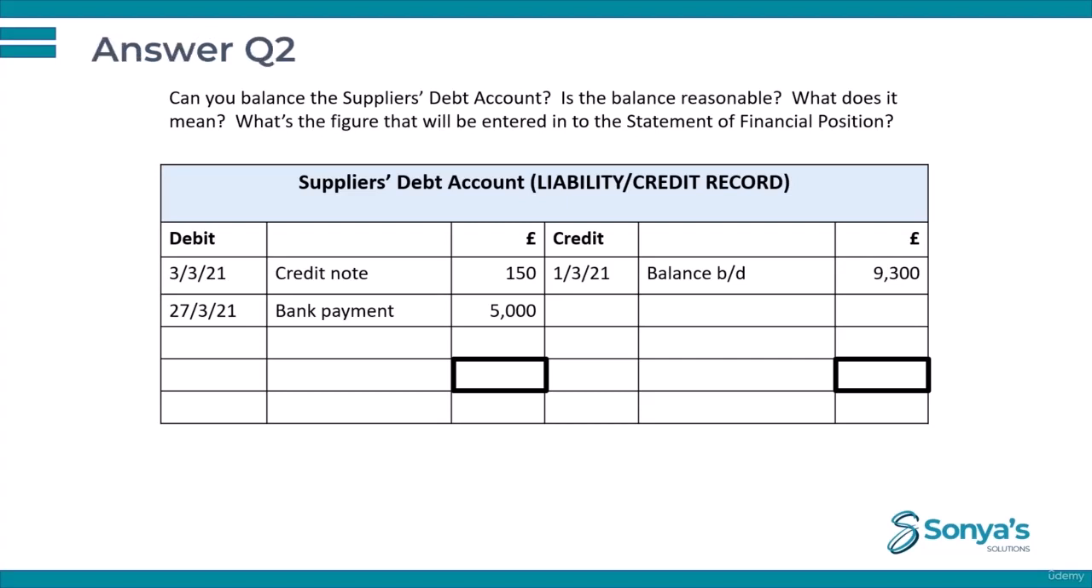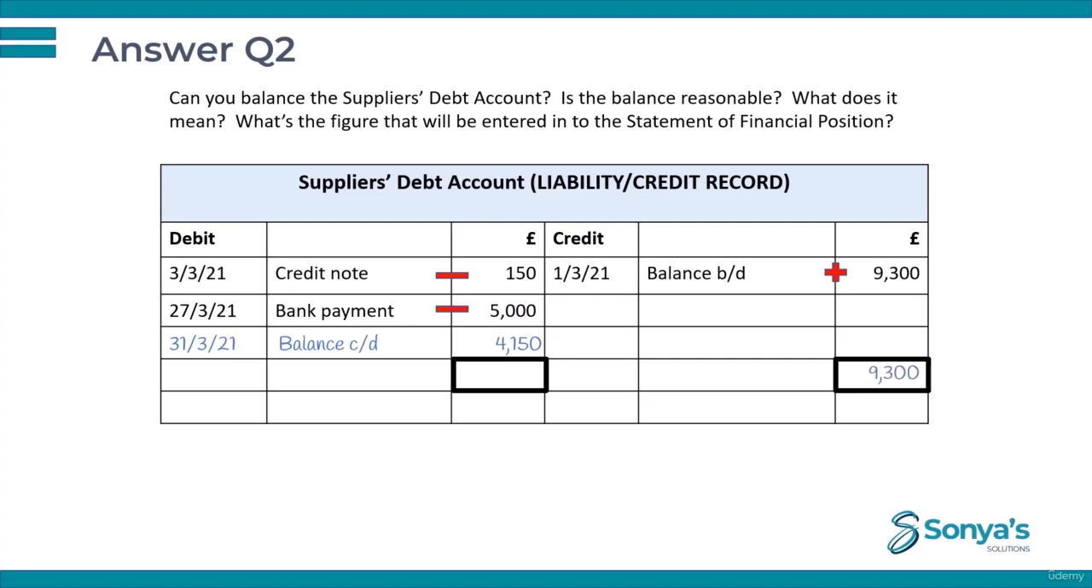On the 1st of March, the business owed suppliers £9,300. On the 3rd of March, a credit note was received for goods that had been returned, totalling £150. On the 27th of March, suppliers were paid £5,000. The account balance is calculated as £4,150. It's entered on the side of the account with the lowest value.